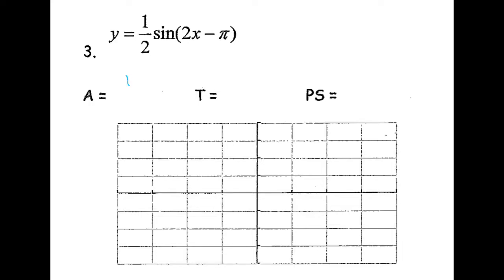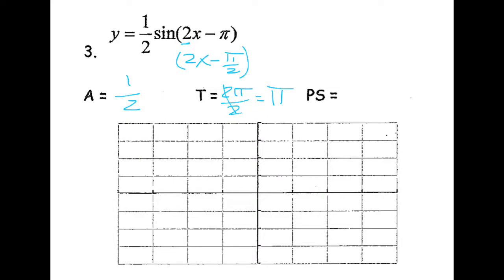I know my amplitude is going to be 1/2. I know my period is going to be 2 pi divided by 2 from that coefficient right there, which leaves pi. And I need to factor this inside to determine what my phase shift is. So I need to factor out that 2, and I'll be left with pi over 2, just like that. And then I'll still have my sine and my 1/2 right there. So, forgot to write my parentheses. There we go. So, my phase shift will be pi over 2 to the right.